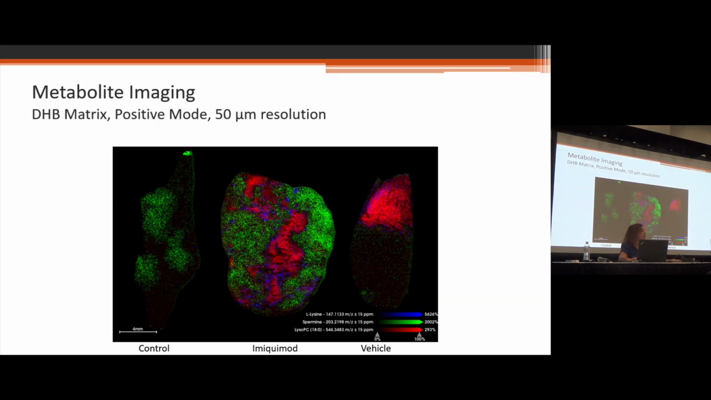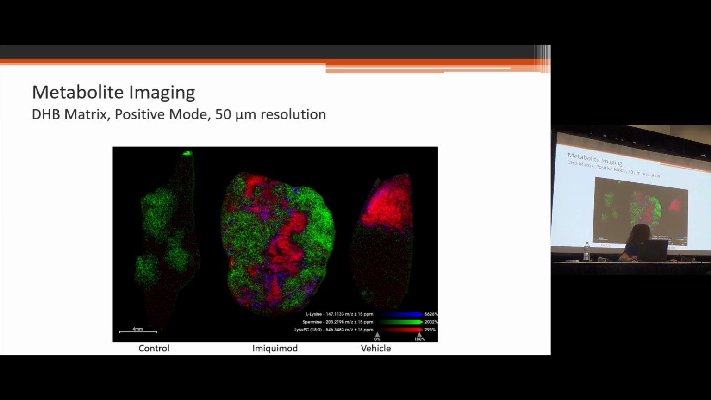So first we did metabolite imaging using DHB matrix in positive mode at 50 micron resolution. Unfortunately on this system, I did not readily detect the drug that it was dosed with. So interestingly, when you come to my poster, I did this analysis on the AP-MALDI source, which is atmospheric pressure. I also did this on a Bruker timsTOF instrument, which is intermediate pressure, and I used a rapifleX, which is high vacuum. Surprisingly, I had the best signal for the drug on the rapifleX. So I think there's just some variability of how well things ionize depending on what type of vacuum is in the source. But we did detect a number of small molecule metabolites, lipids, and lysolipids.